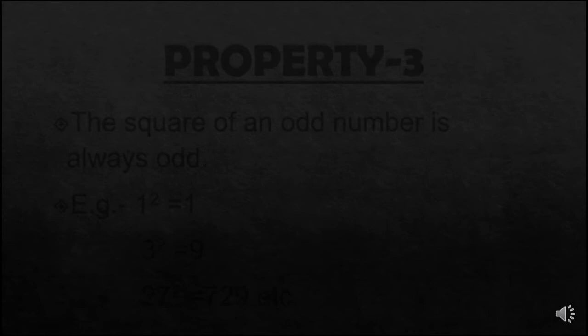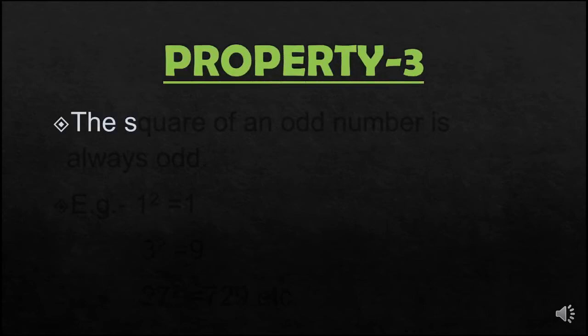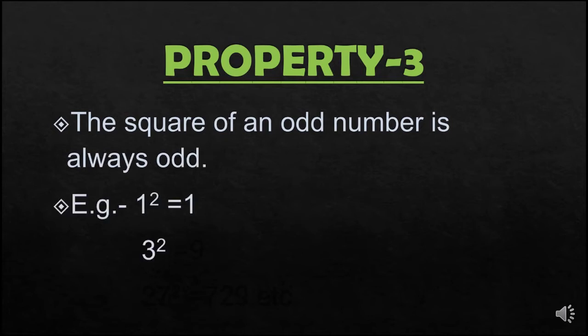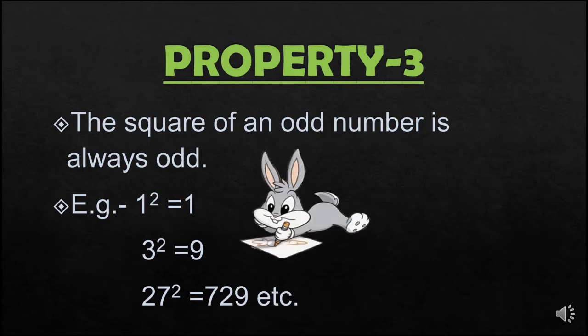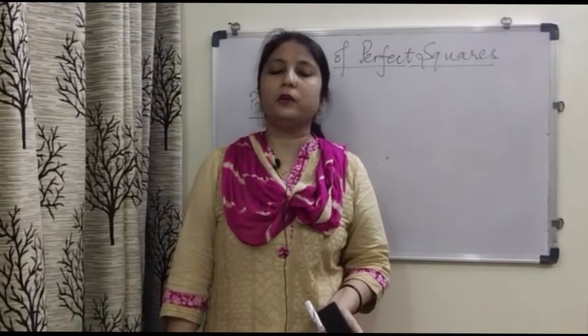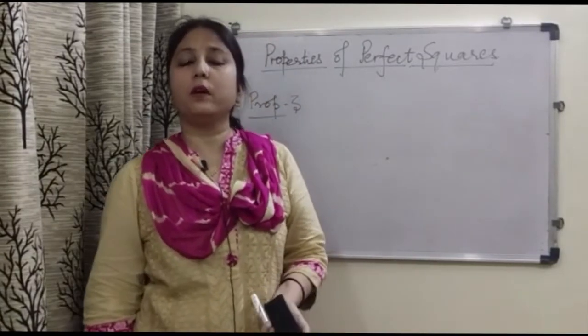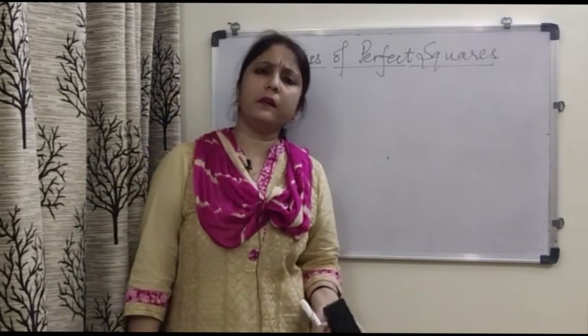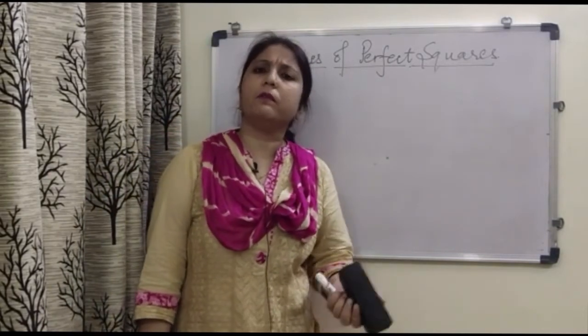Here comes property 3. The square of an odd number is always odd. For example, the square of 1 is equal to 1, the square of 3 is equal to 9, the square of 27 is equal to 729, etc. The property you have seen is that the square of an odd number is always odd. From where is it concluded? From nowhere, from the table itself.